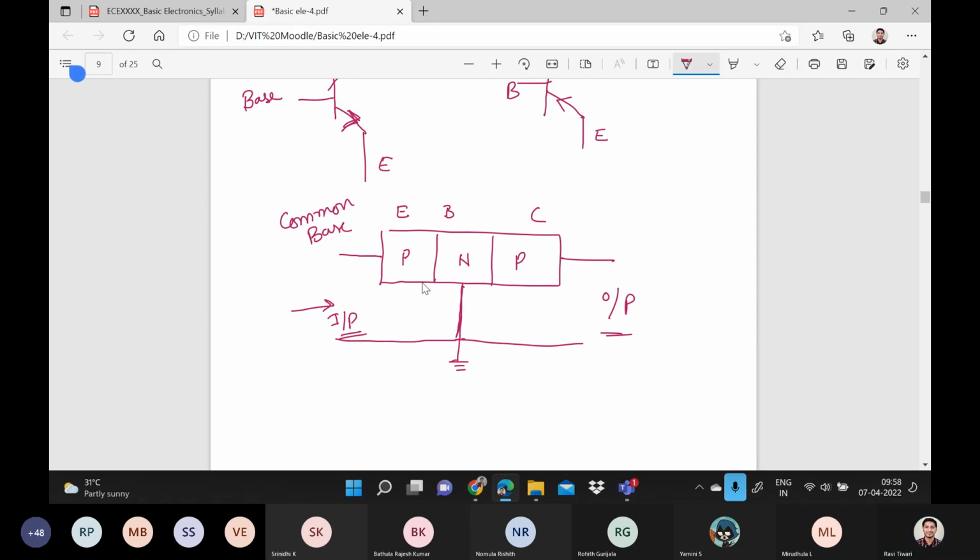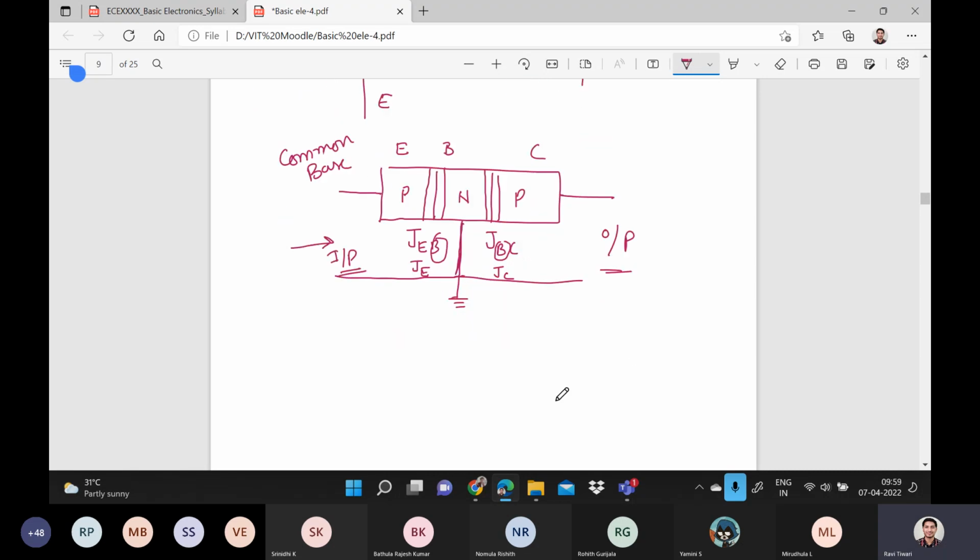Now, the junction created between emitter and base, you can call it the emitter base junction. And the junction created between the base and collector, you can call the base collector junction. As base is common for input and output, you can call this the emitter junction and this the collector junction.